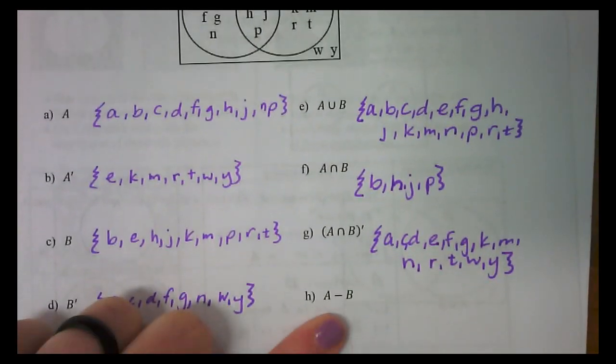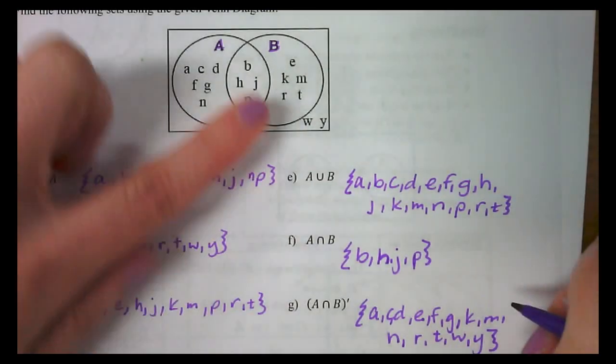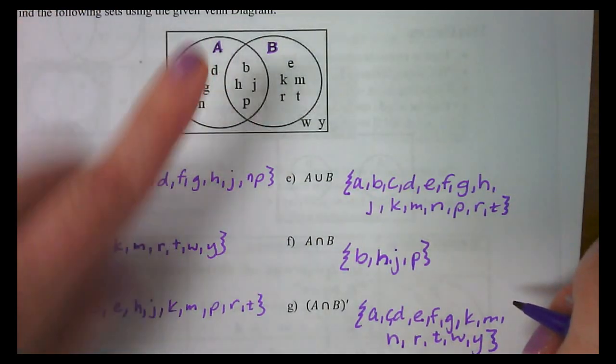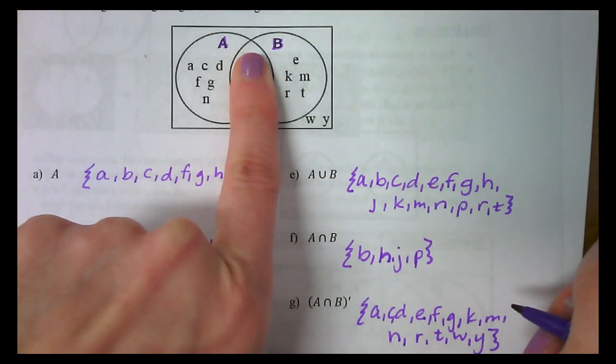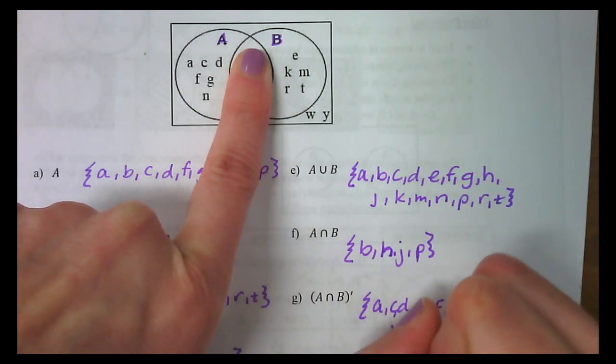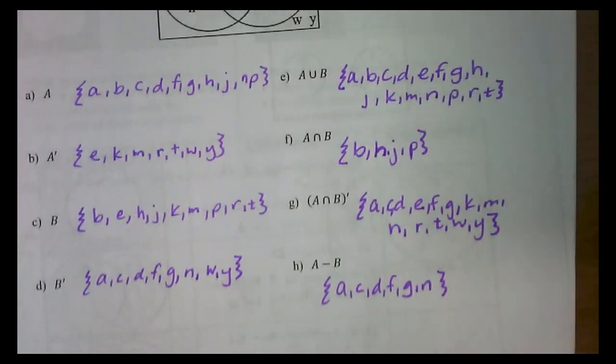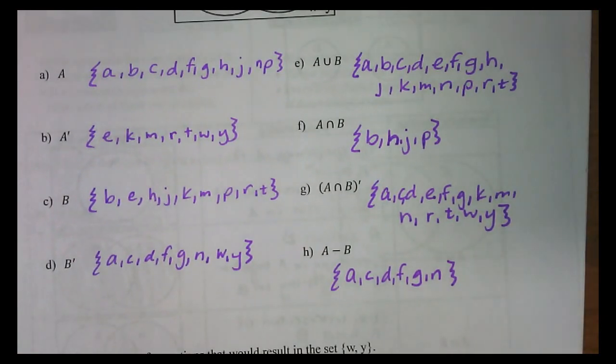And then A minus B, if you think about what we did in our drawing on the previous page, it's everything in A except those that are also in B. So just A, C, D, F, G, N.